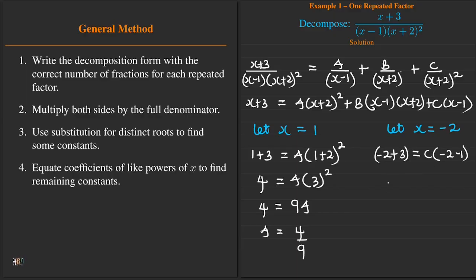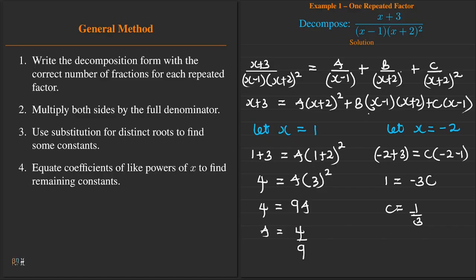Simplifying, we have negative 2 plus 3, which gives us 1. So 1 is equal to negative 2 minus 1, which gives us negative 3c. And hence, making c the subject, c is equal to negative 1 over 3. So just by simple substitution, we've found our a and then our c.